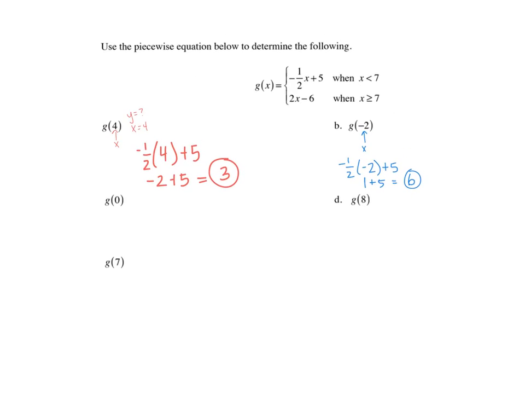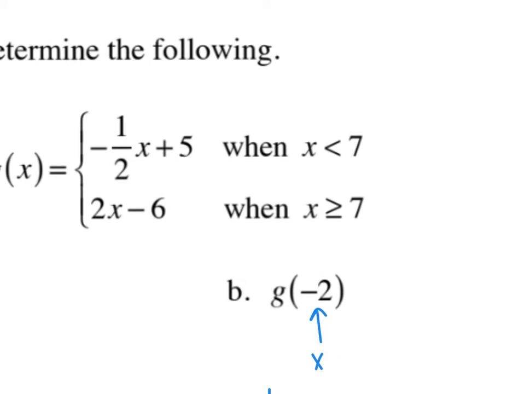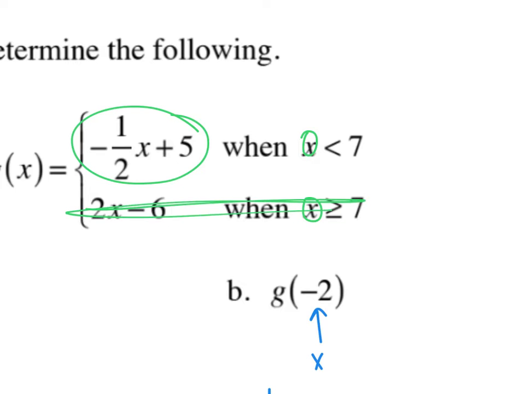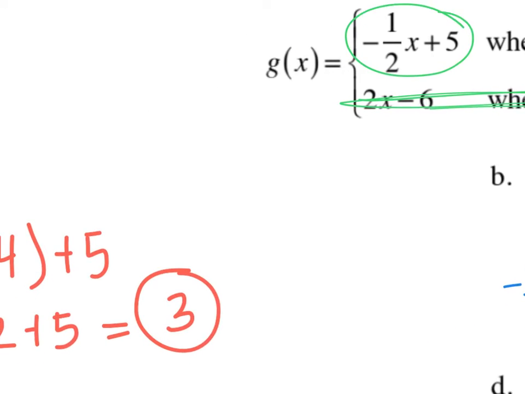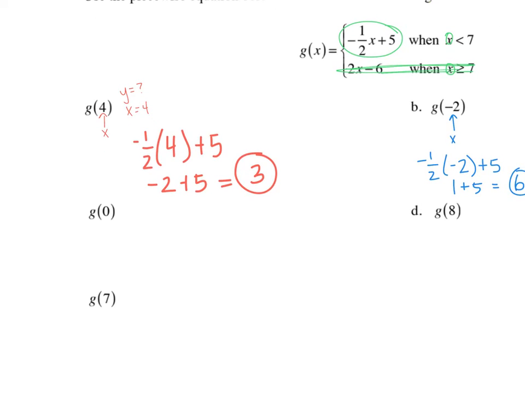Then I go to 0, same thing. Is 0 less than 7? Yes, so I can use this equation. Is 0 greater than 7? Nope, not going to use that one at all. So -1/2, substituting in my x, and following order of operations, I'm going to end with 5.